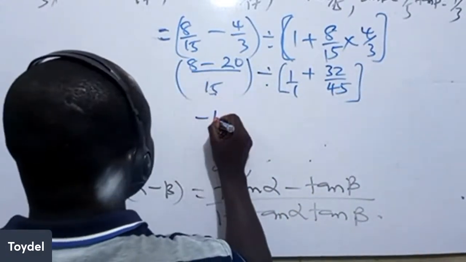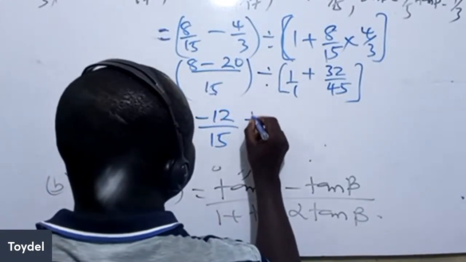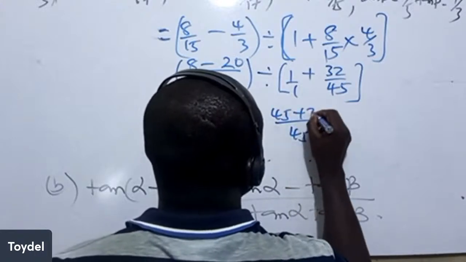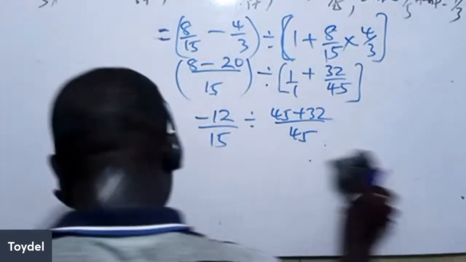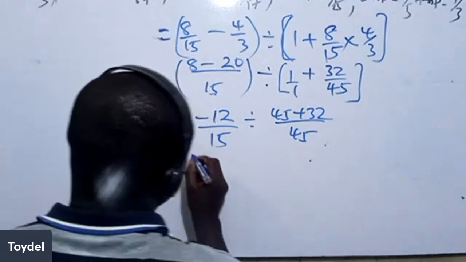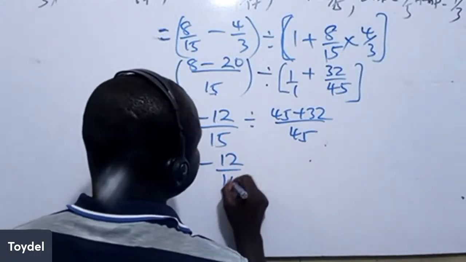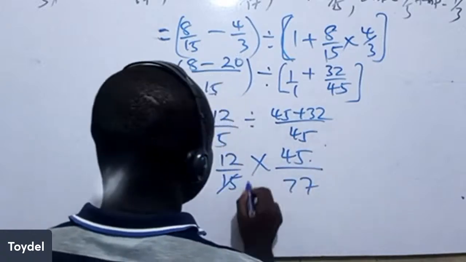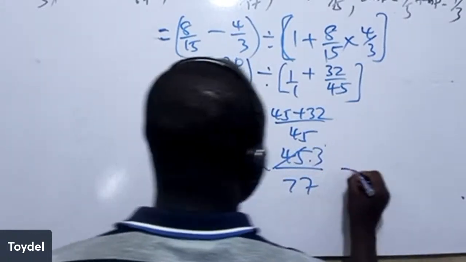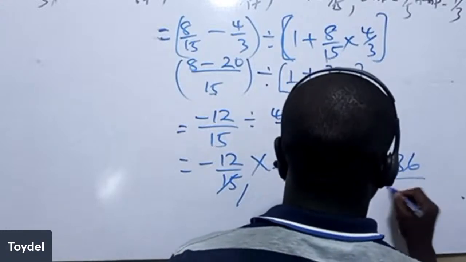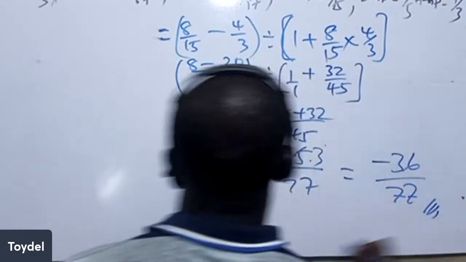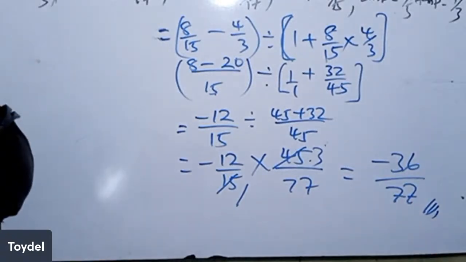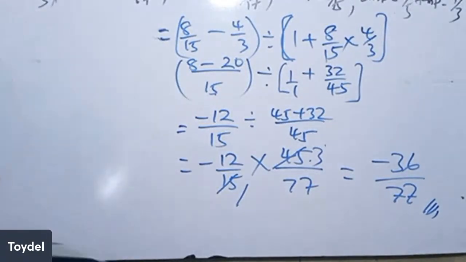So here I'm going to have minus 12 all over 15 divided by, if I find the LCM, 45. So I'm going to have 45 plus 32. Then from there, I'm going to have minus 12 all over 15 multiplied by 45 all over 77. Here 1, here 3. So at the end of the day, the final answer will be minus 36 all over 77. And this is what we are expected to get for tan(alpha minus beta). Then lastly, we do the last question.